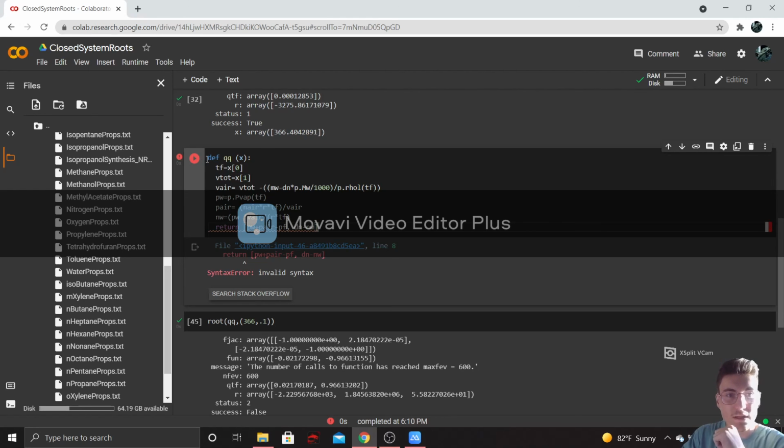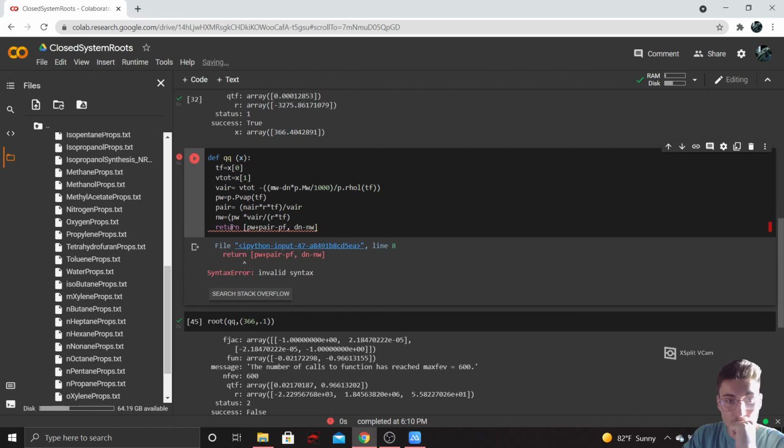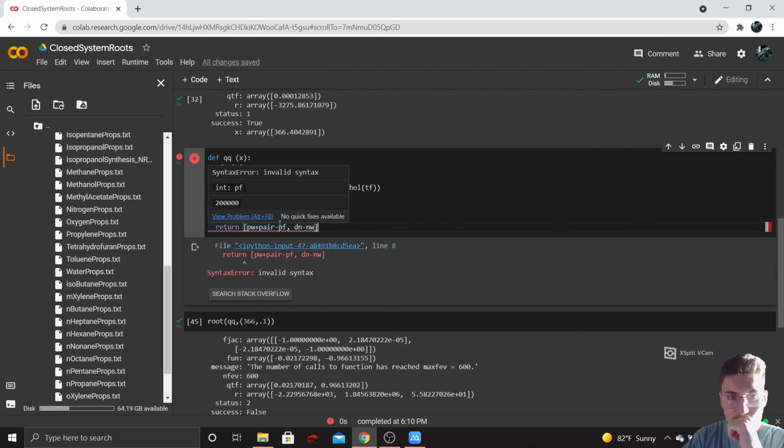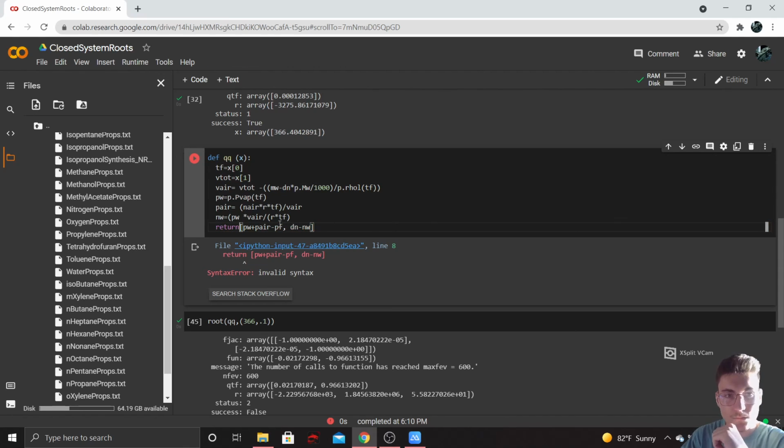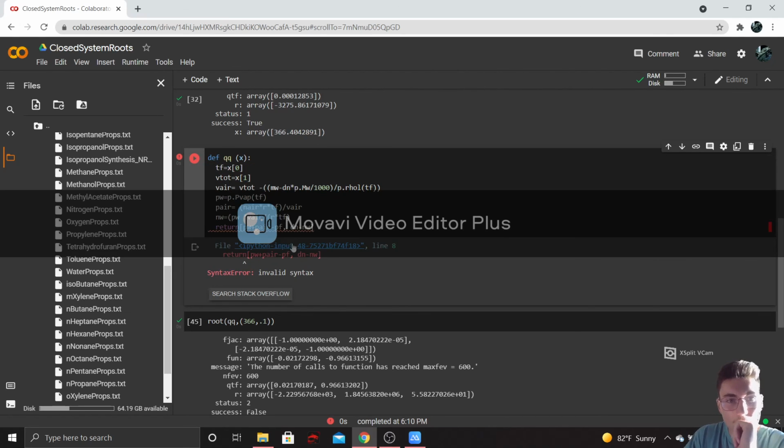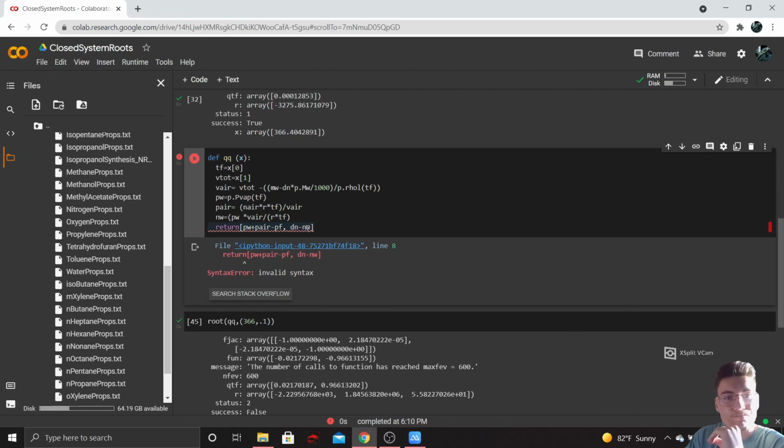How is this invalid syntax now? Let's see if we can get this fixed. So something is not working here. So let's see if I can get this figured out.